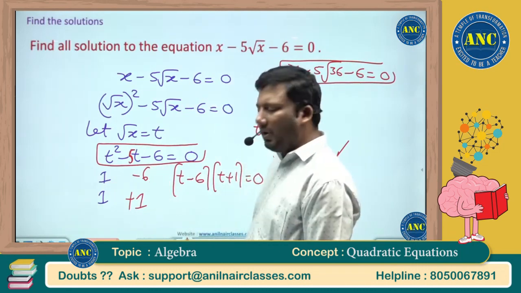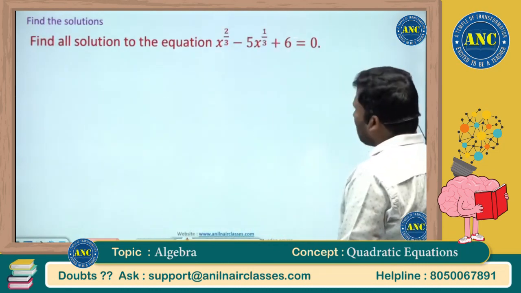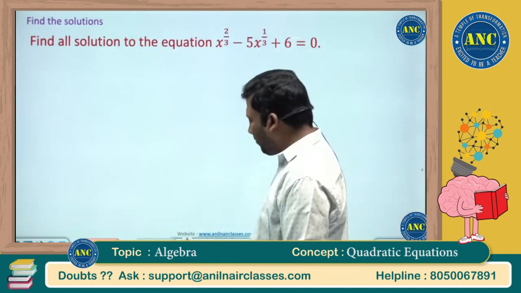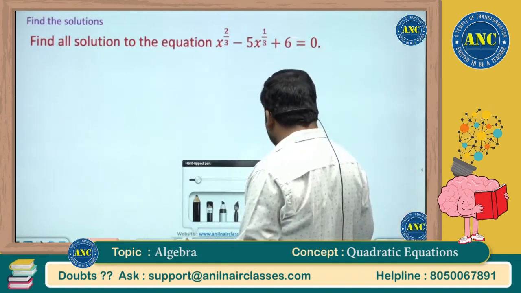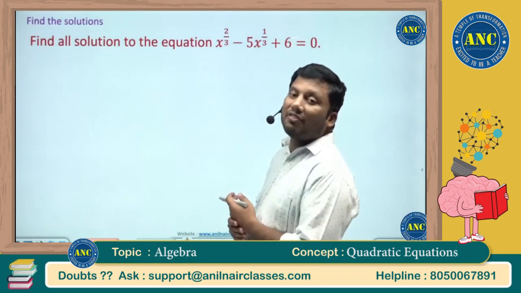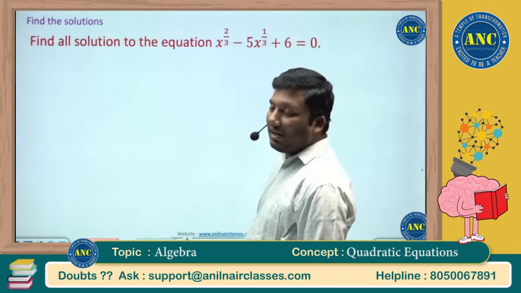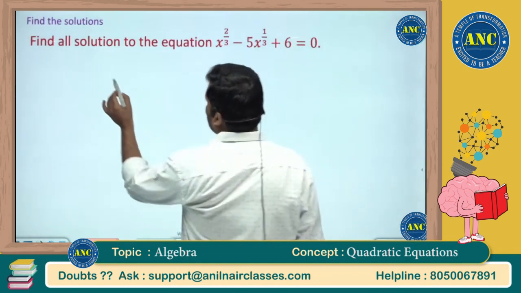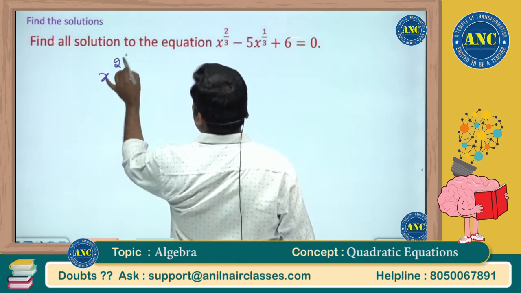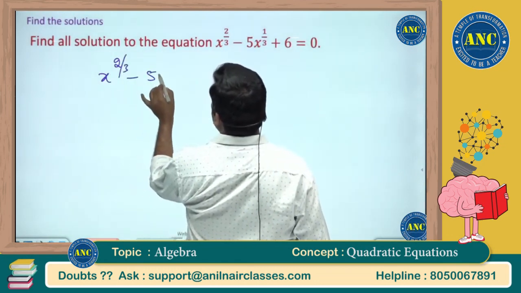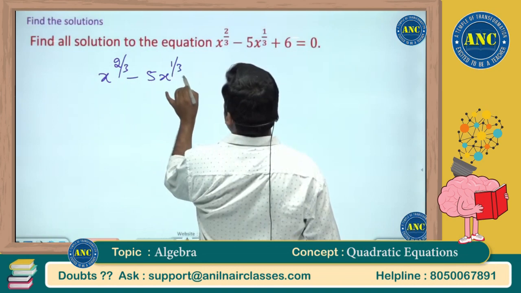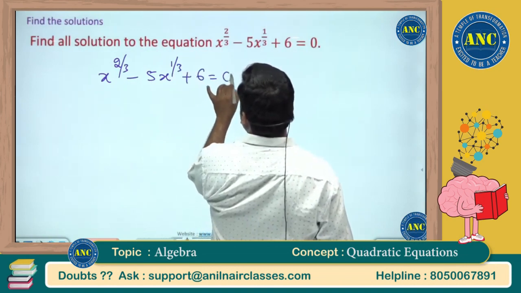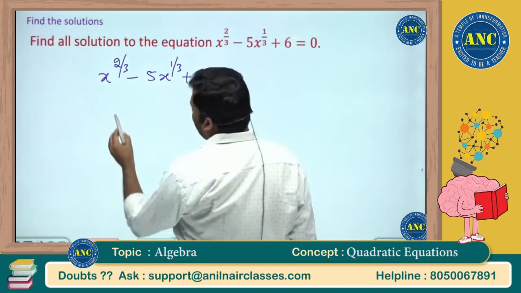Some of the very important applications for this question. Now another variety of question. These are all various varieties I kept so that you will not fear when you look at a question. Find all the solutions to the equation. The question is x power 2 by 3 minus 5 into x power 1 by 3 plus 6 equivalent to 0.